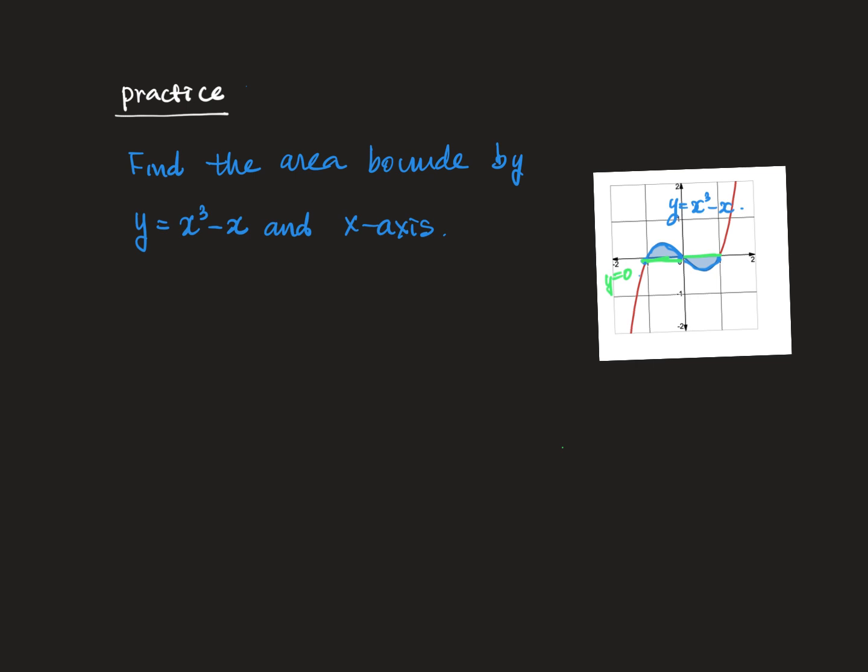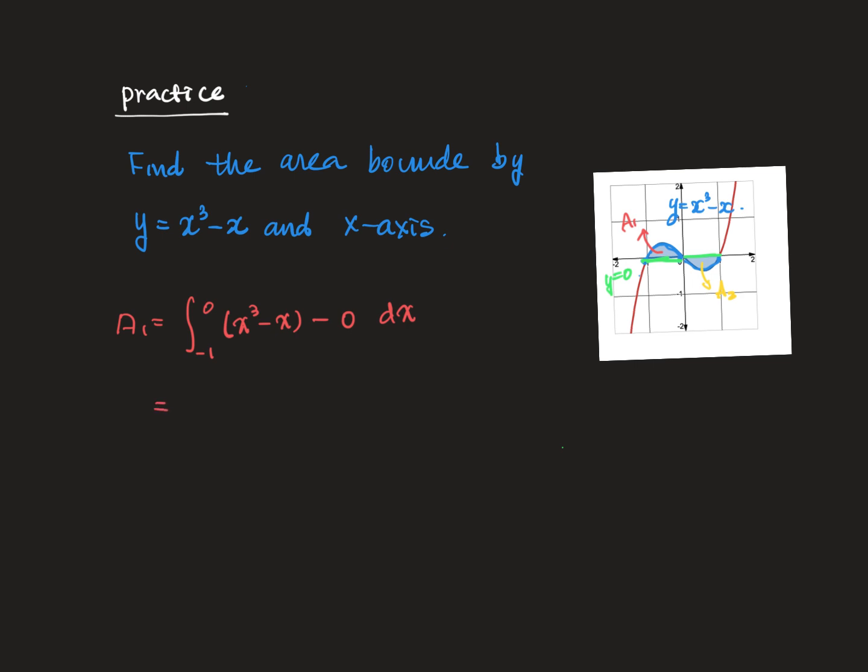Guys, you must see very clearly what is the upper curve and what is the bottom curve. Let's say this first area is A1. The second part, I'm going to call A2. Let's find A1 first. A1 goes from negative 1 to 0. What is the upper curve? x cubed minus x. What is the bottom curve? 0. So the integral of x cubed minus x minus 0 dx.